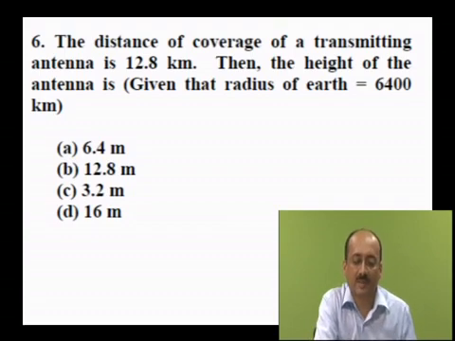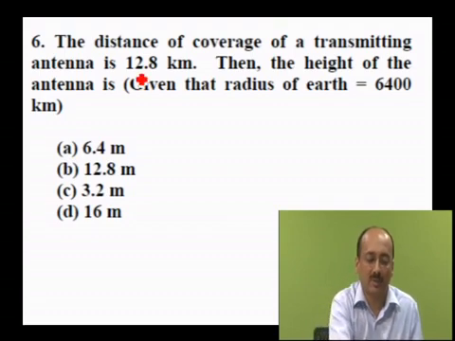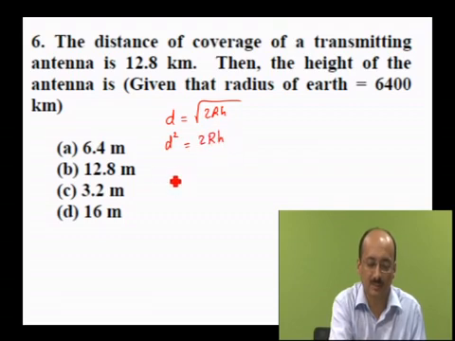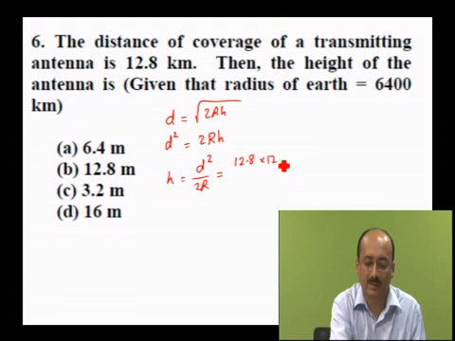The distance of coverage of a transmitting antenna is 12.8 kilometer. Then the height of the antenna is? So what you can do, you have this equation, D is equal to root of 2RH. You square it, D squared is equal to 2RH, where R is the radius of earth. You want to know what is H. So D squared by 2R you can do. D in this case is 12.8. Since it is squared, I will write it twice. And kilo is there, 10 raised to 3 and again 10 raised to 3.